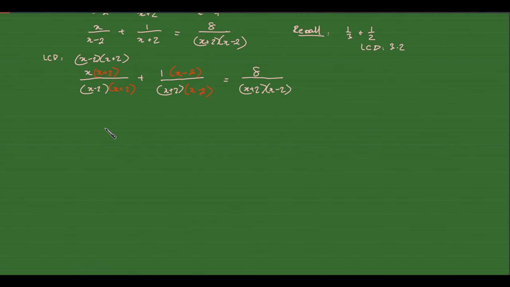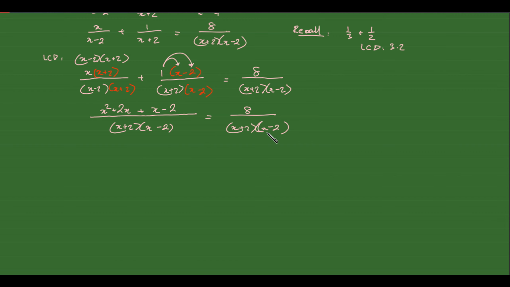Alright, so we have the same denominator already. Now we can combine them. So we're going to combine it as one denominator only. And now on the top we're going to distribute it. So we have x squared plus 2x plus the 1 distribute gives you x minus 2, right? So distribute this in. And over here we have 8 over x plus 2 times x minus 2.